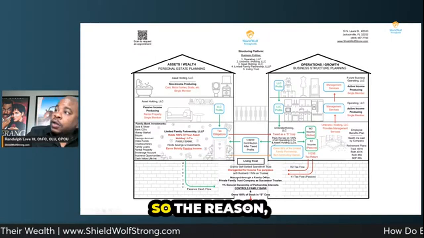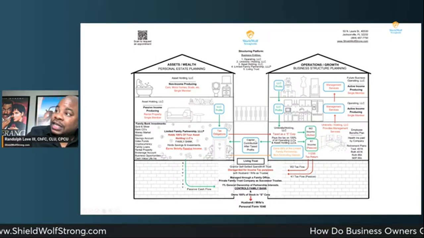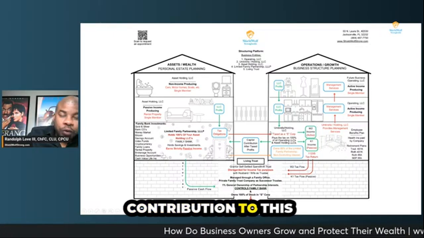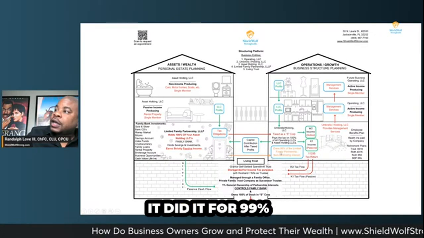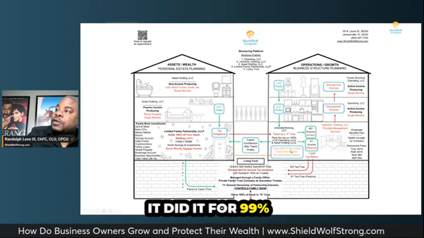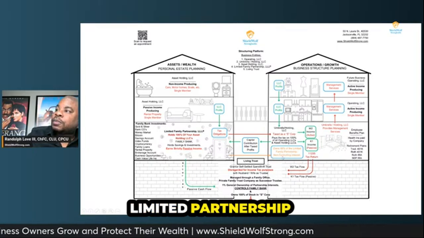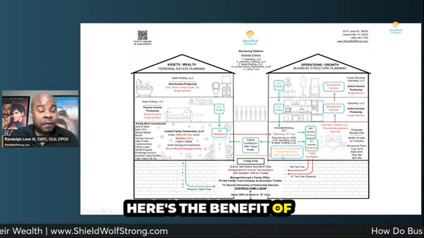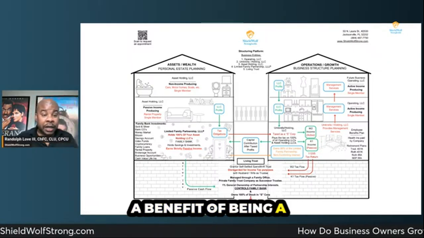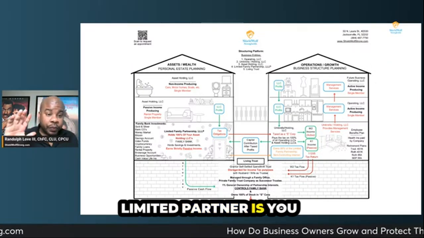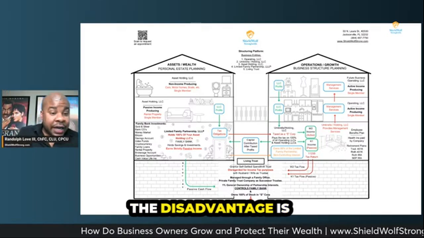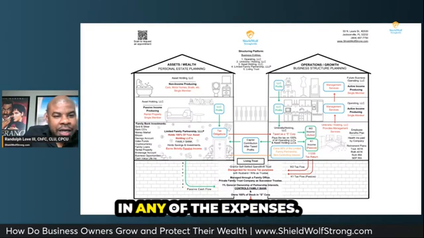All right. So the reason your LLC treated as S corp made a capital contribution to this bank, it did it for 99% limited partnership ownership of the family bank. Now, here's the benefit of being a limited partner. A benefit of being a limited partner is you get to collect all of the profits. The disadvantage is you're not able to share in any of the expenses.